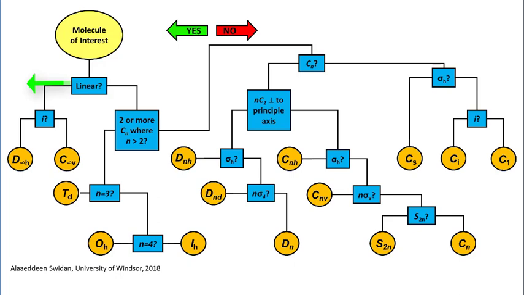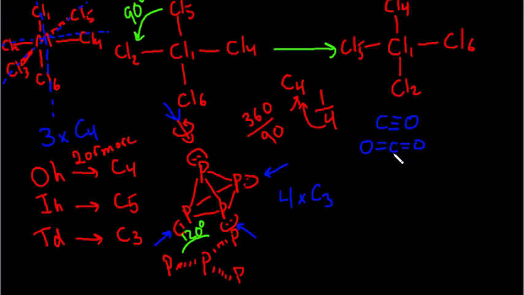Does it have an inversion center? So i in this case is an inversion center. So if you have something at plus x, plus y, plus z, do you have the same atom at minus x, minus y, minus z? In the carbon dioxide, it would be a yes. So if you have a dot in the center, anything that is at plus x, plus y, plus z would have to have the same atom at minus x, minus y, minus z.